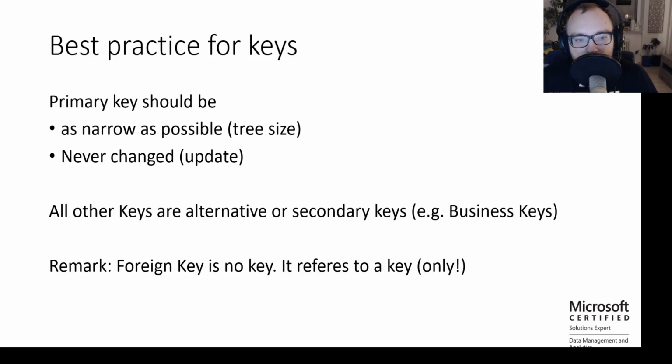All other keys that are not the primary key are called secondary keys or alternative keys. For instance, a business key, which you may have heard of if you handle data at work, is nothing more than a natural key used in business, but it's also a key. It needs to be unique throughout the table. And just one slight remark: a foreign key is not a key on the table. It refers to a key. So it is a key, but not on the table where it is a foreign key. There it's just a reference to a key on another table.